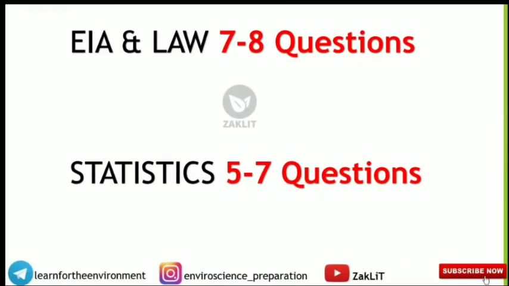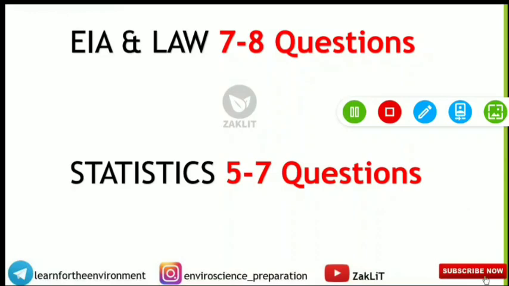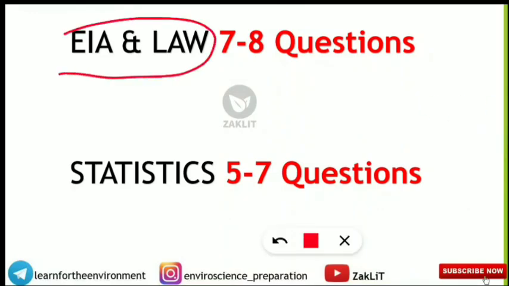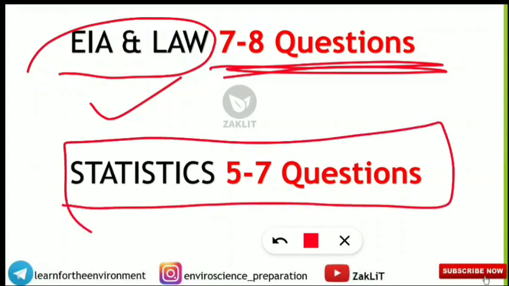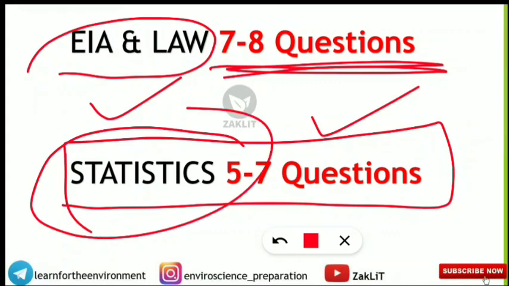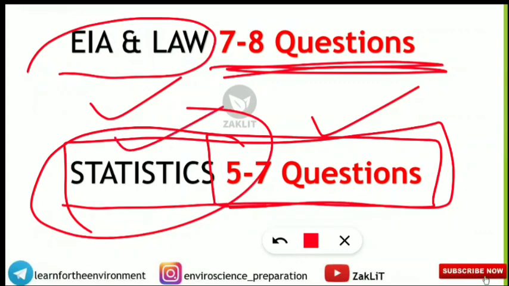Next are the two major parts. Yes, EIA, that is environmental impact assessment, and the laws. 7 to 8 questions will be asked. Yes, this is the major unit. You should know all the basics and you should at least solve 100 to 200 questions from the previous years related to this, so that you will be able to know what kind of questions are asked. And yes, statistics, 5 to 7 questions will be from the statistics, biostats unit, very important. 5 to 7 questions are asked from this statistics unit every time.